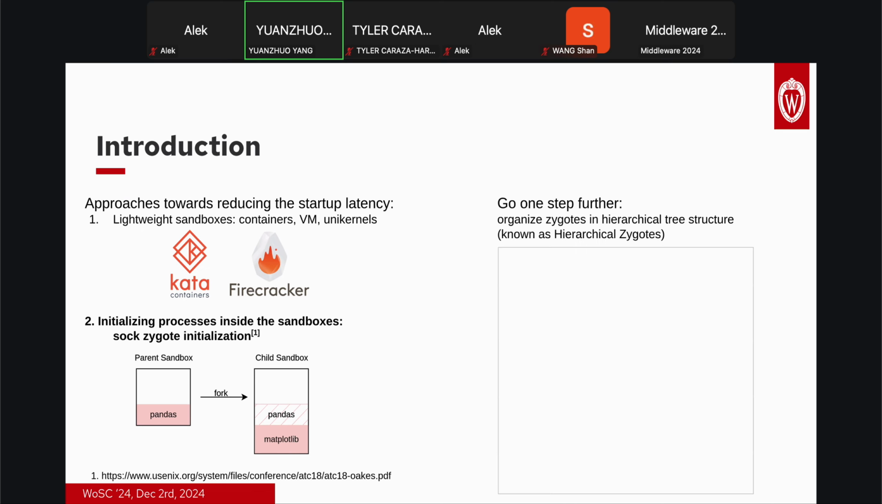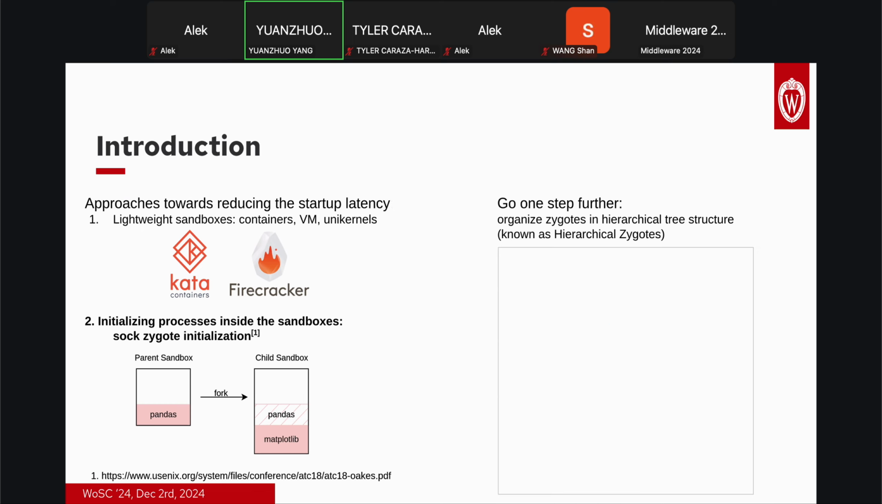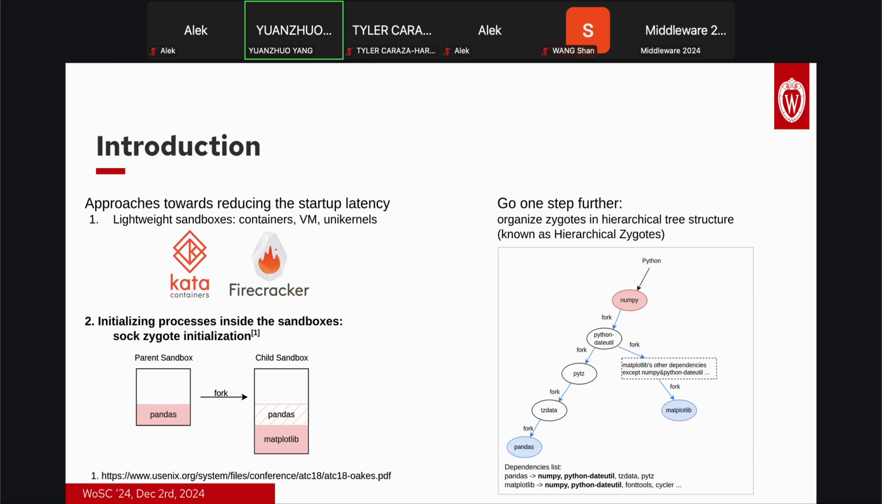And we can go one step further. We organize zygotes in a tree structure. Take this tree, for example. For a request that requires pandas, the leftmost zygote can just fork a child and serve it. For another request that requires NumPy, the root child, which just imported NumPy, can fork a new child and serve the request. And in this tree structure, the common dependencies can be shared. For example, pandas and matplotlib both require NumPy, so the pandas zygote and the matplotlib zygote are both forked from the NumPy zygote.